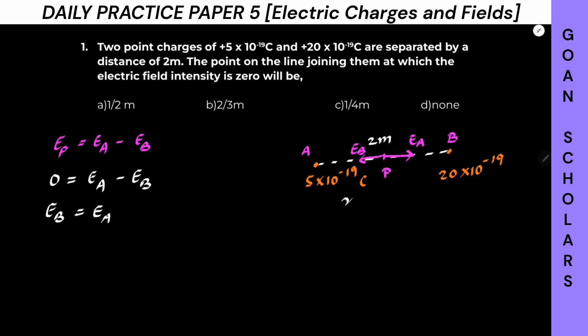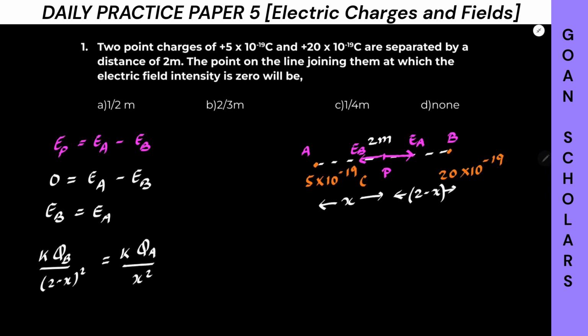Let's say this point is X from the first charge. How much distance will it be away from the second charge? 2 minus X, because the whole distance is 2 meters, right? So from the first charge, if it is X, from the other charge it will be 2 minus X. So here electric field due to B will be K times charge on B upon separation, which is (2 minus X) whole square, that equals K times charge on A upon separation, which is X square, correct?